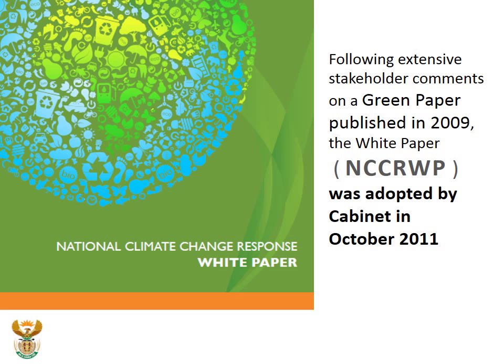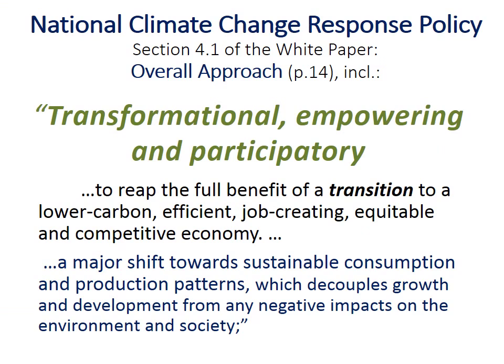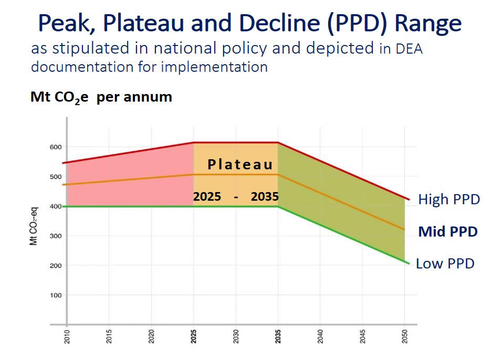A national conference in 2005 initiated policy development, and South Africa's National Climate Change Response White Paper was adopted by government in October 2011. It recognizes the need for profound changes within our economy and energy system, and stipulates a range within which national emissions should remain to 2050. Setting a limit on our national emissions trajectory or pathway is called Peak, Plateau and Decline, or the PPD range.